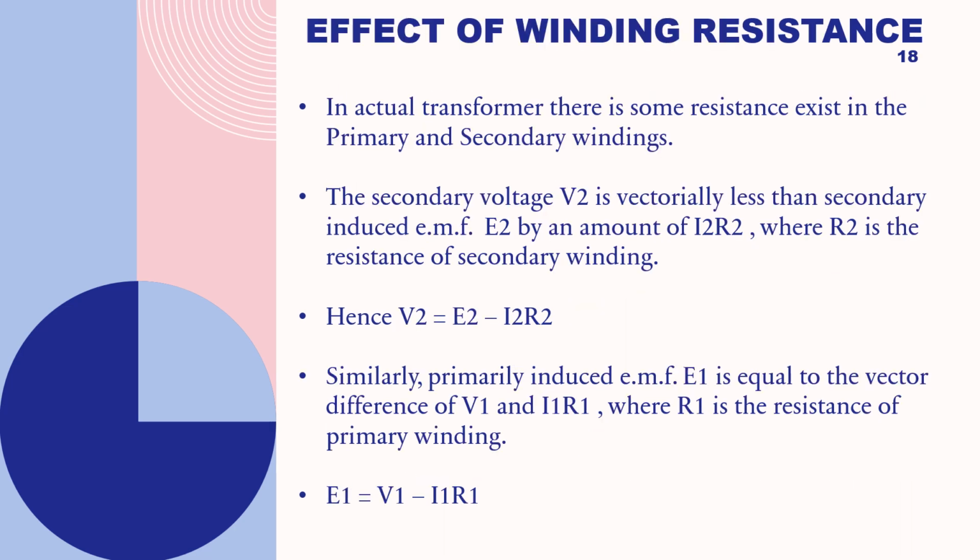In an actual transformer, some resistance exists in the primary and secondary windings. The secondary terminal voltage V2 is vectorially less than the secondary induced EMF E2 by an amount I2R2, where R2 is the resistance of the secondary. Hence, V2 is equal to E2 minus I2R2. Similarly, the primary induced EMF E1 is equal to the vector difference of V1 and I1R1, where R1 is the resistance of the primary winding. That is, E1 is equal to V1 minus I1R1.